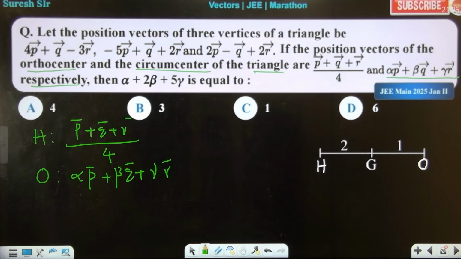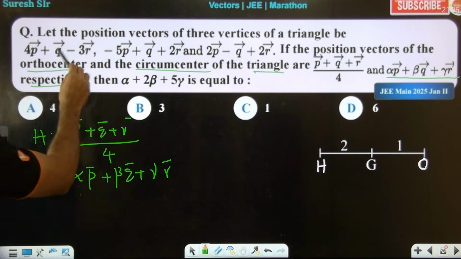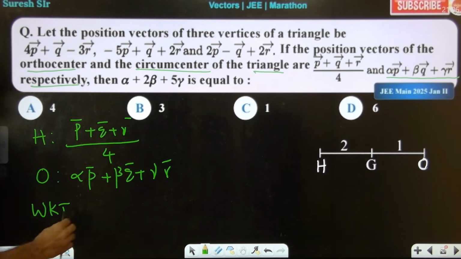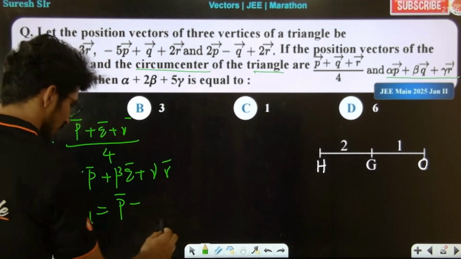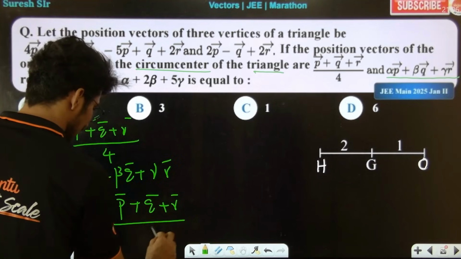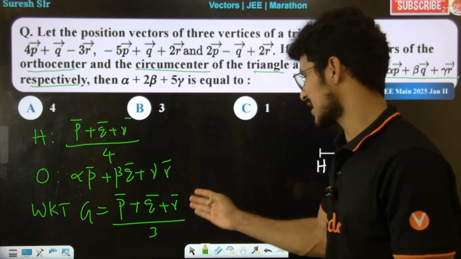Now what is the centroid going to be? See, the position vectors of the triangle are P, Q, R, which we are talking about. We know that G is P vector plus Q vector plus R vector divided by 3. Very simple, the centroid formula: P vector plus Q vector plus R vector by 3.